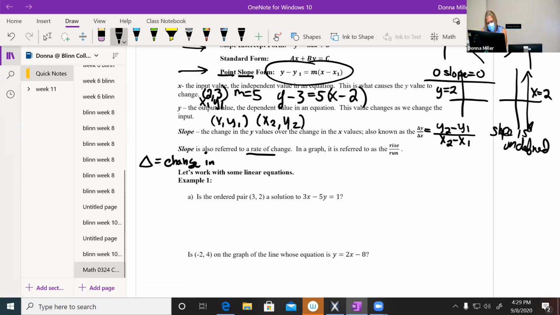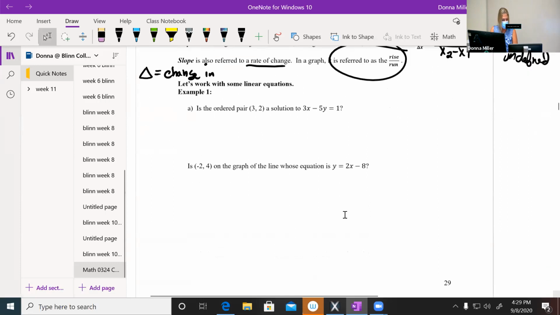Slope is referred to as rate of change. We talked about that. On a graph, we talk about it as rise over run. It's how much you go up and how much you go over, as you go from point to point. So we're going to work with some linear equations. All right. We good so far?